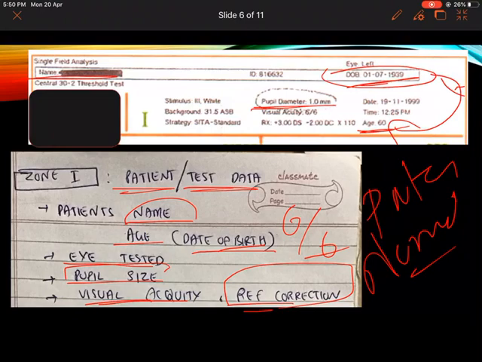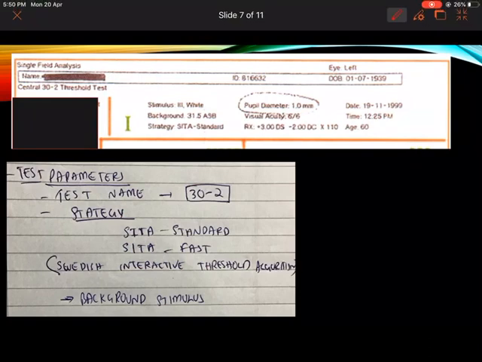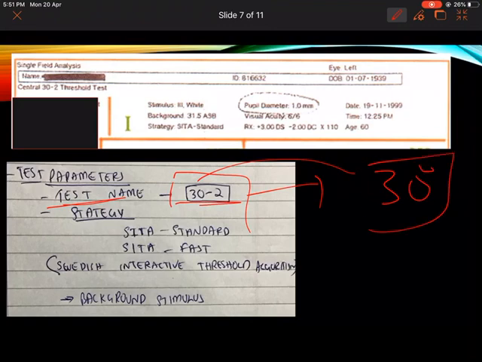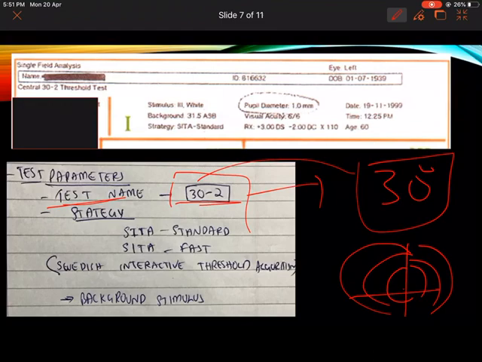Now we'll see what the test data to be seen are. So these are the test data. First thing is the test name. What is the name of the test? It is the central 30-2. 30 refers to the central 30 degrees of the field to be tested. From the point of fixation, you test only the 30 degree field.